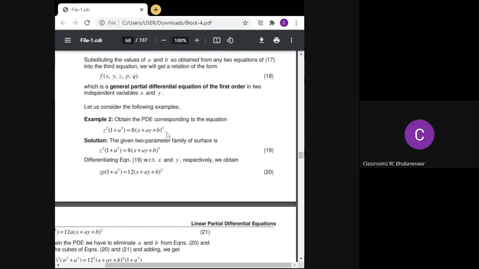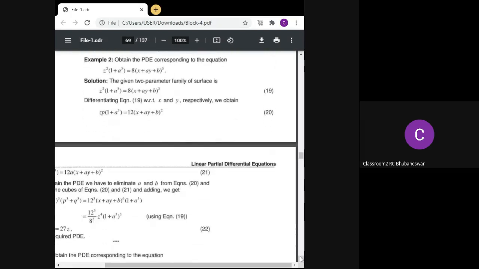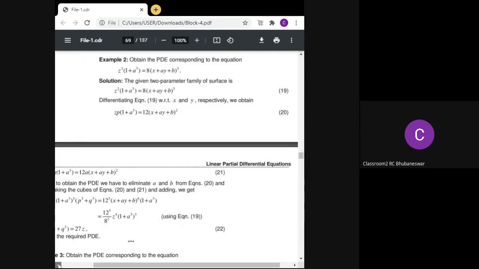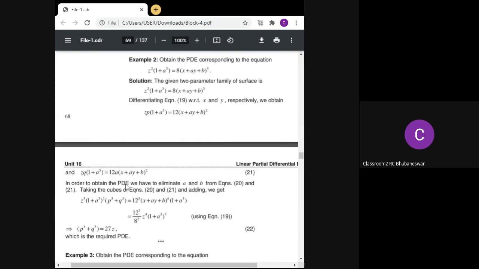It has been given z square all into 1 plus a cube equals to 8 all cube of ax plus ay plus b. Now, as you can see clearly, this equation contains exactly two parameters, small a and small b. Now we have to eliminate these two parameters by solving the first order partial derivative with respect to x and as well as with respect to y.